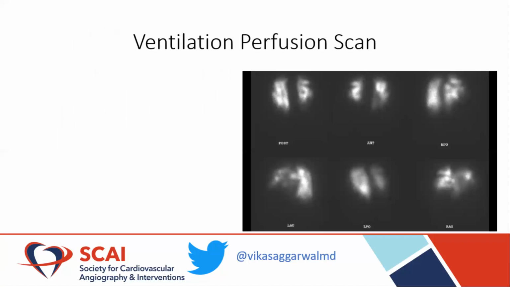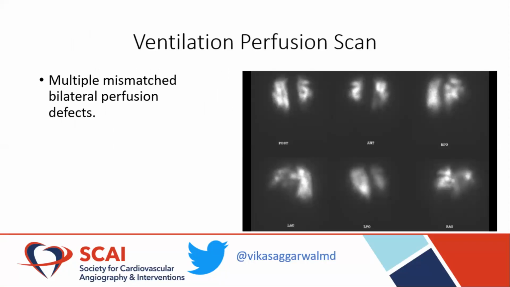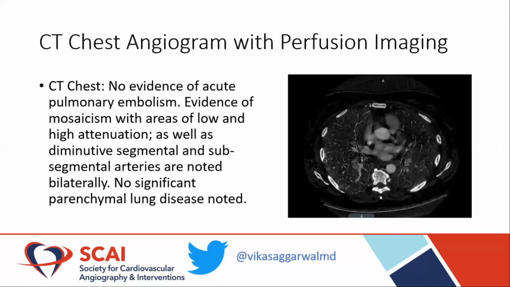Her ventilation perfusion scan, as you can see, shows multiple mismatched bilateral perfusion defects. Her CT angiogram with perfusion imaging shows no evidence of acute pulmonary embolism. However, she has mosaicism with areas of low and high attenuation, as well as diminutive segmental and subsegmental arteries bilaterally. Most importantly, no significant parenchymal lung disease is noted.